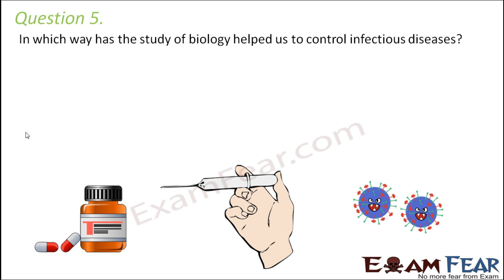Question number 5. In which way has the study of biology helped us to control infectious diseases? Now, biology has actually helped a lot in controlling infectious diseases, because if we are able to know the cause, that is which organism or which pathogen caused that disease, and how the disease gets transmitted, we will be able to treat that, we will be able to prevent that. And that is how biology has helped us.